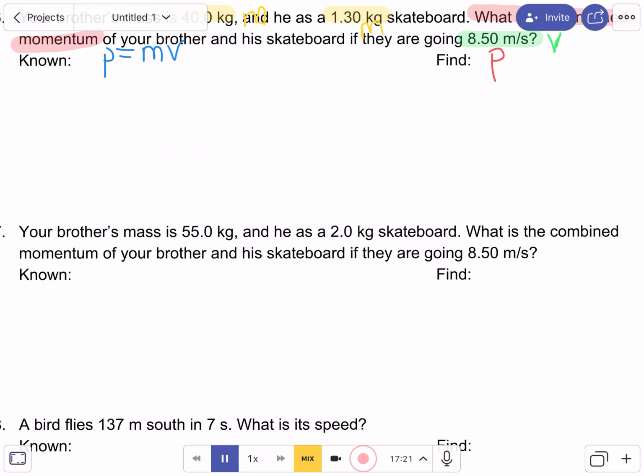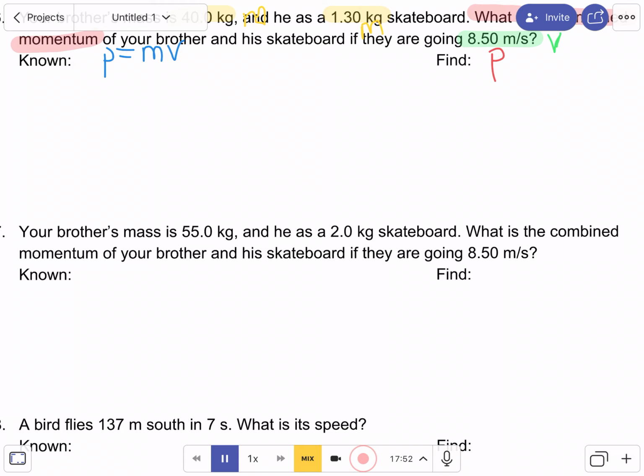So now we have two options. The only difference here is it asks for the combined momentum instead of just asking for the momentum of one object. Now you have a person and a skateboard. There's two ways that we can solve this, and I'm going to do both to show you that they do give you the same answer. You can use whichever one you would like. I'll leave that up to you. I was going to say one is easier, but it might be easier for you and it might not.